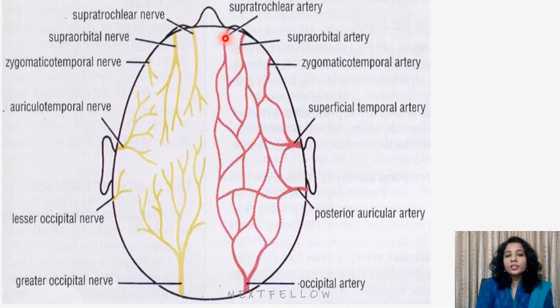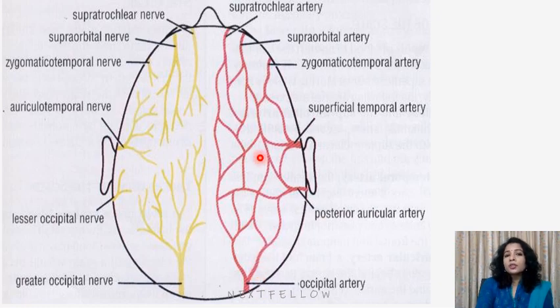In front of the ear, the 3 arteries are supratrochlear, supraorbital and superficial temporal arteries. Supratrochlear and supraorbital are the branches of ophthalmic artery, which is in turn a branch of internal carotid artery. Superficial temporal is a branch of external carotid artery. And posterior to the ear, the 2 arteries are posterior auricular and occipital artery, which are the branches of external carotid artery.